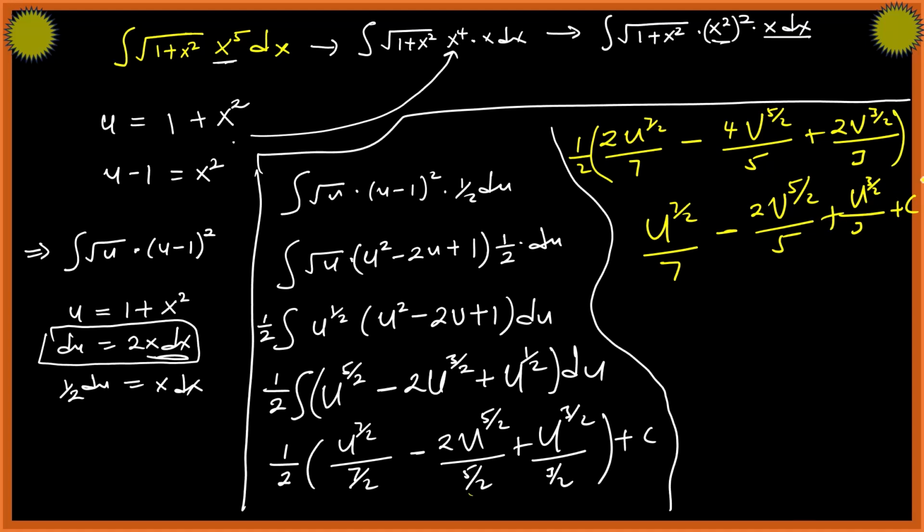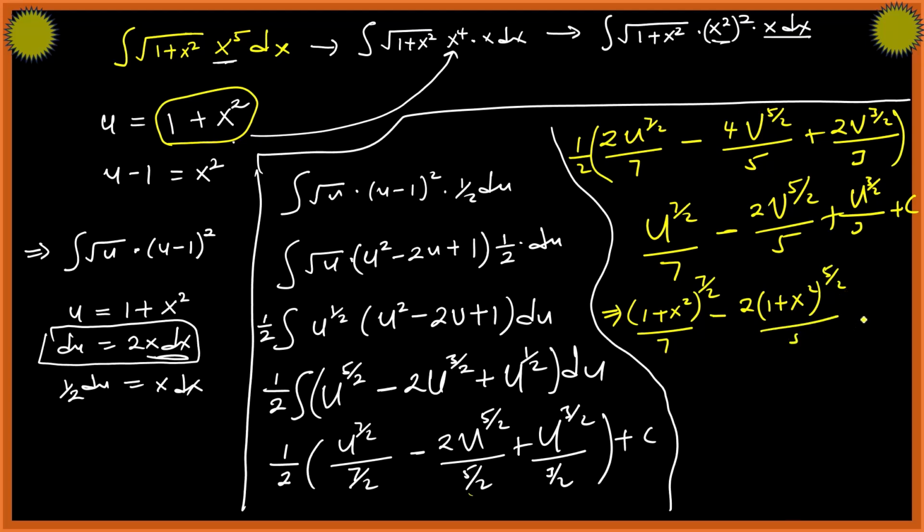Okay, so let's write the final answer as we do the substitution. Let's write the original function. We have u as 1 plus x squared, so we can do the substitution. 1 plus x squared to the power 7 on 2 over 7, minus 2 times 1 plus x squared, oh, I forgot the power here, to the power 5 on 2 over 5, plus 1 plus x squared to the power 3 on 2 over 3, plus c. Okay, so that is the result.